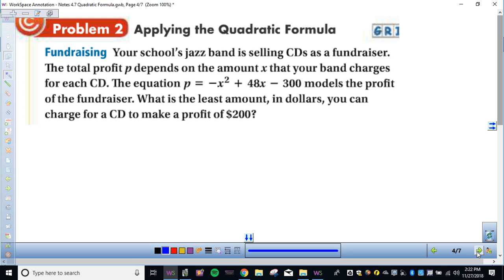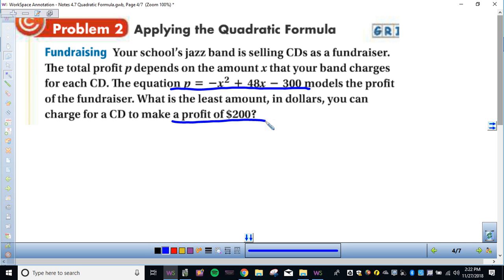What do you have to write down from this? You need to write down the equation, and then we're trying to make a profit of 200. So as you write that down, I'll read this question. Now we're applying the quadratic formula. It says your school's jazz band is selling CDs as a fundraiser. The total profit P depends on the amount x that your band charges for each CD. The equation P equals negative x squared plus 48x minus 300 models the profit of the fundraiser.